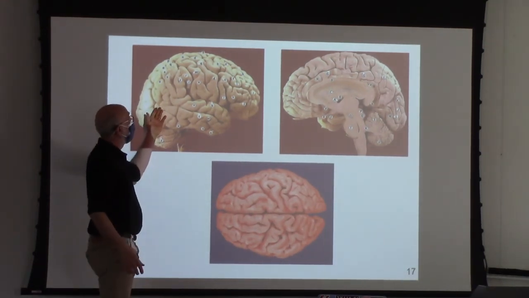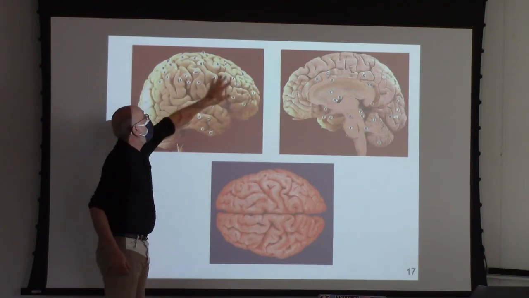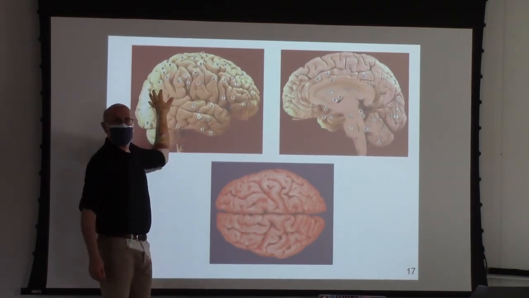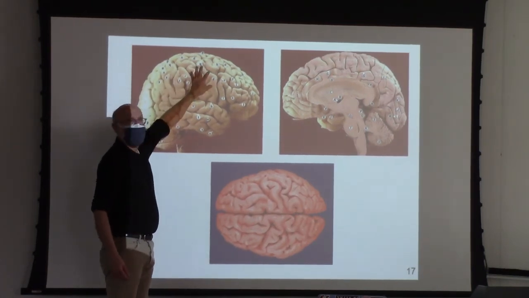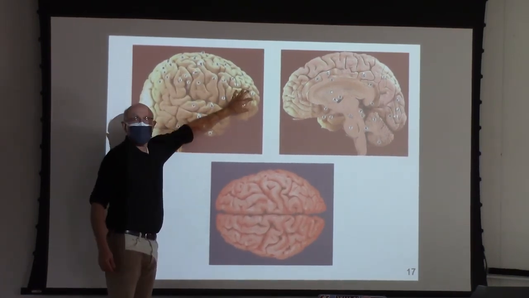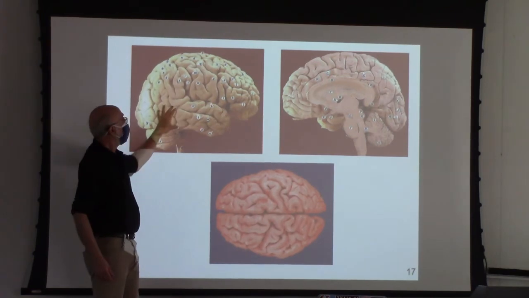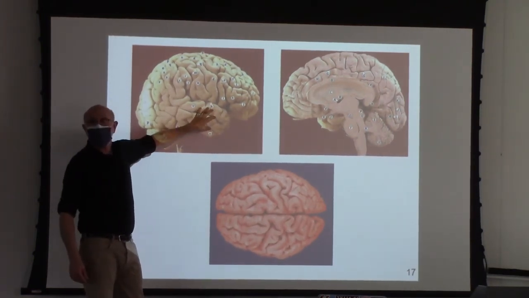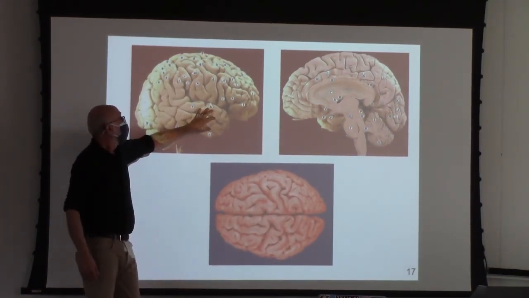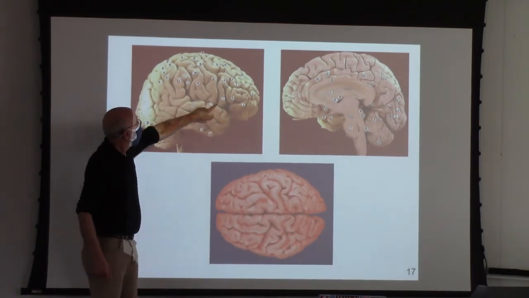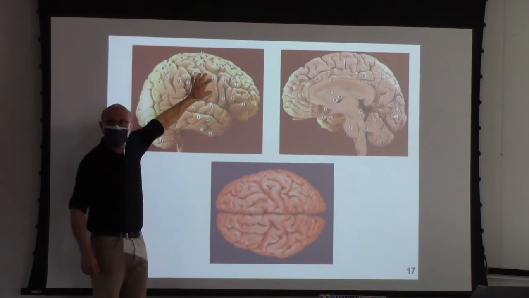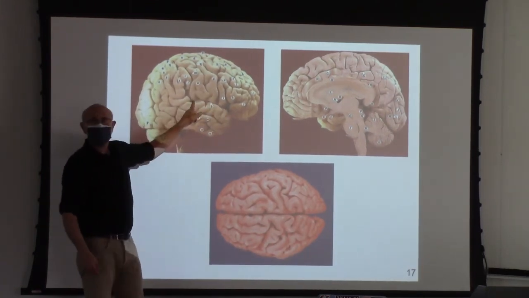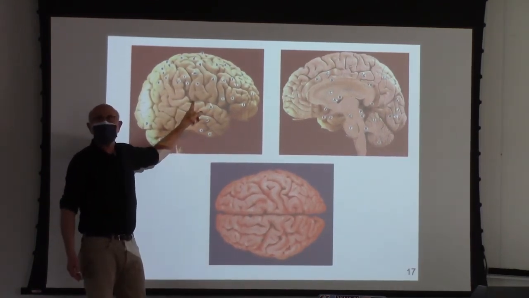Lateral view. Frontal lobe, parietal lobe, occipital lobe. Occipital, parietal, frontal. Temporal. This is the temporal lobe. This sulcus right here, that separates the temporal lobe from the frontal and the parietal lobes, is called the lateral sulcus.